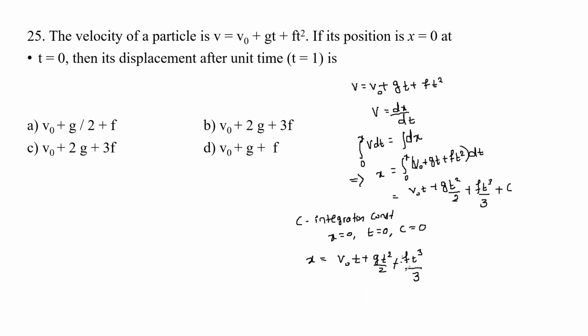They have asked you to calculate the displacement when t is equal to 1 second. When t equals 1, we write x equals v naught plus, again with t equal to 1, g by 2, plus f divided by 3. Therefore, the equation we are getting is v naught plus g by 2 plus f by 3.